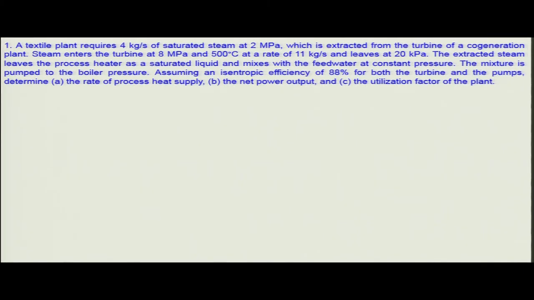The extracted steam leaves the process heater as a saturated liquid and mixes with the feed water at constant pressure. The mixture is pumped to the boiler pressure. Assuming an isentropic efficiency of 88% for both the turbine and the pumps, determine the rate of process heat supply, the net work output and the utilization factor of the plant. Let us first start with the schematic diagram of this plant.